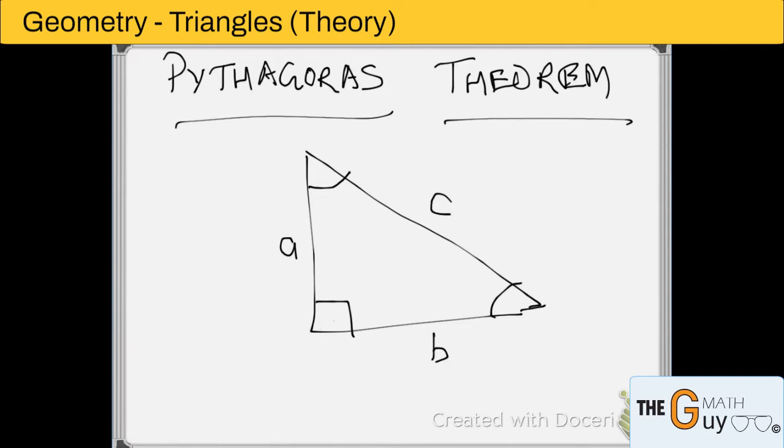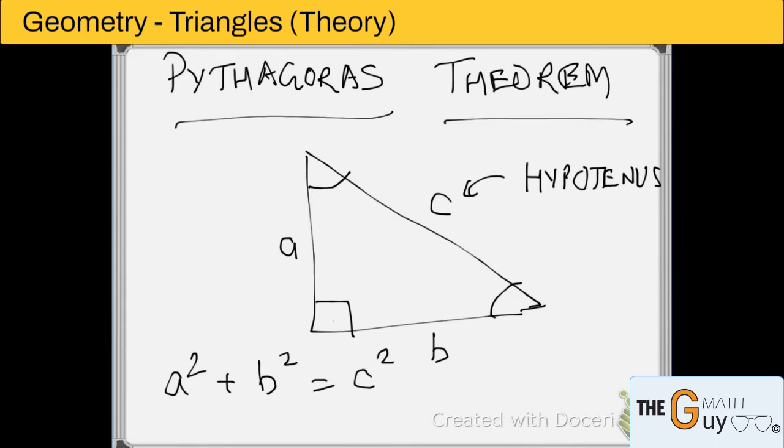This is known as the hypotenuse. C is the hypotenuse. You don't need to know the names and everything, but still, these three sides are actually related using this formula: a square plus b square is equal to c square. This is the Pythagoras theorem. So if you know two of them, you can calculate the third.